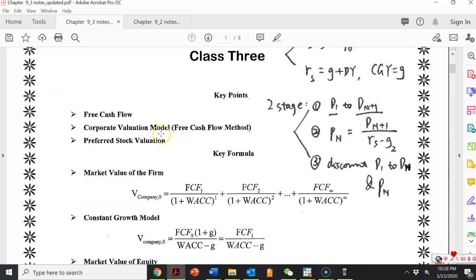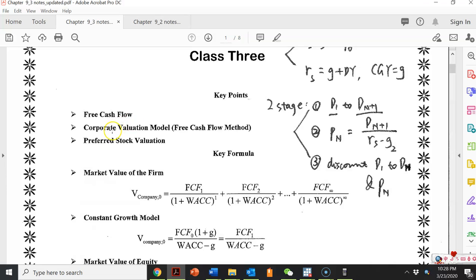In this model, instead of discounting all the dividends of the firm to get the firm value, we're going to discount the free cash flows of the firm. That's why we call it the free cash flow method. And we're going to talk about free cash flow in this class as well.